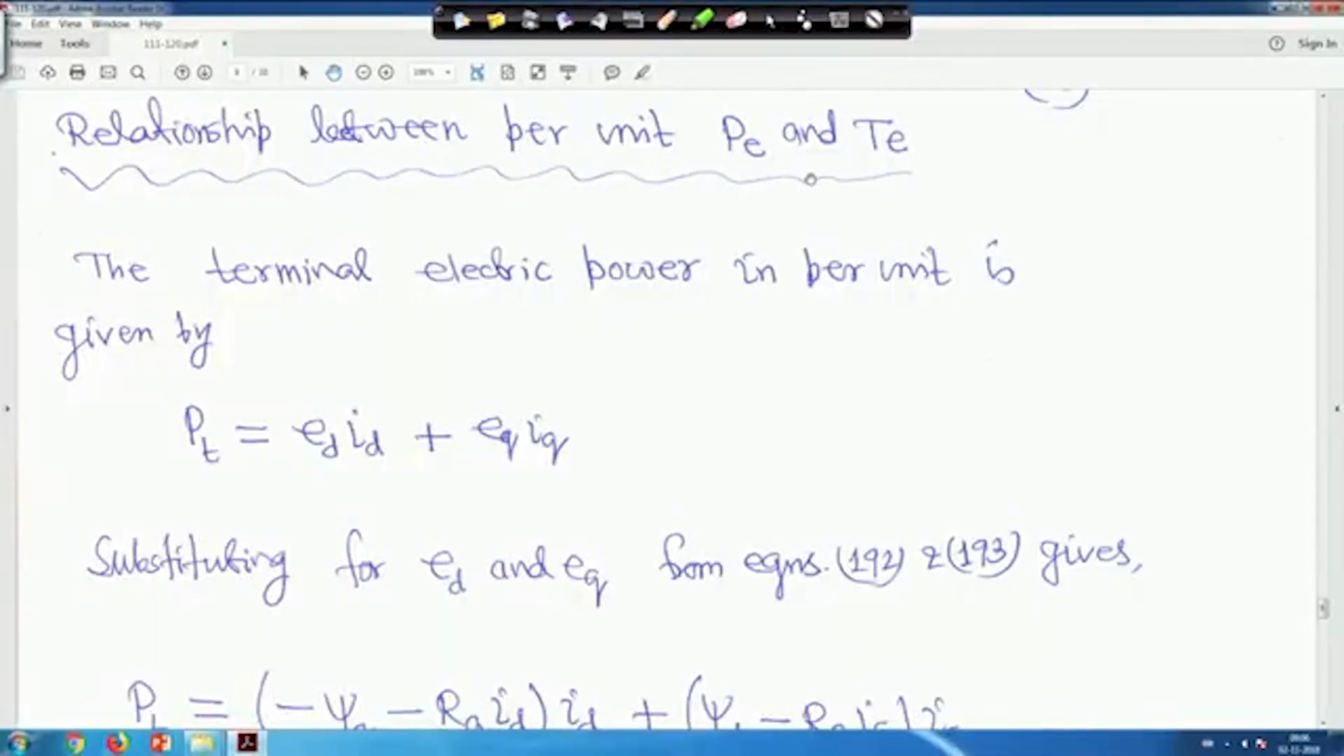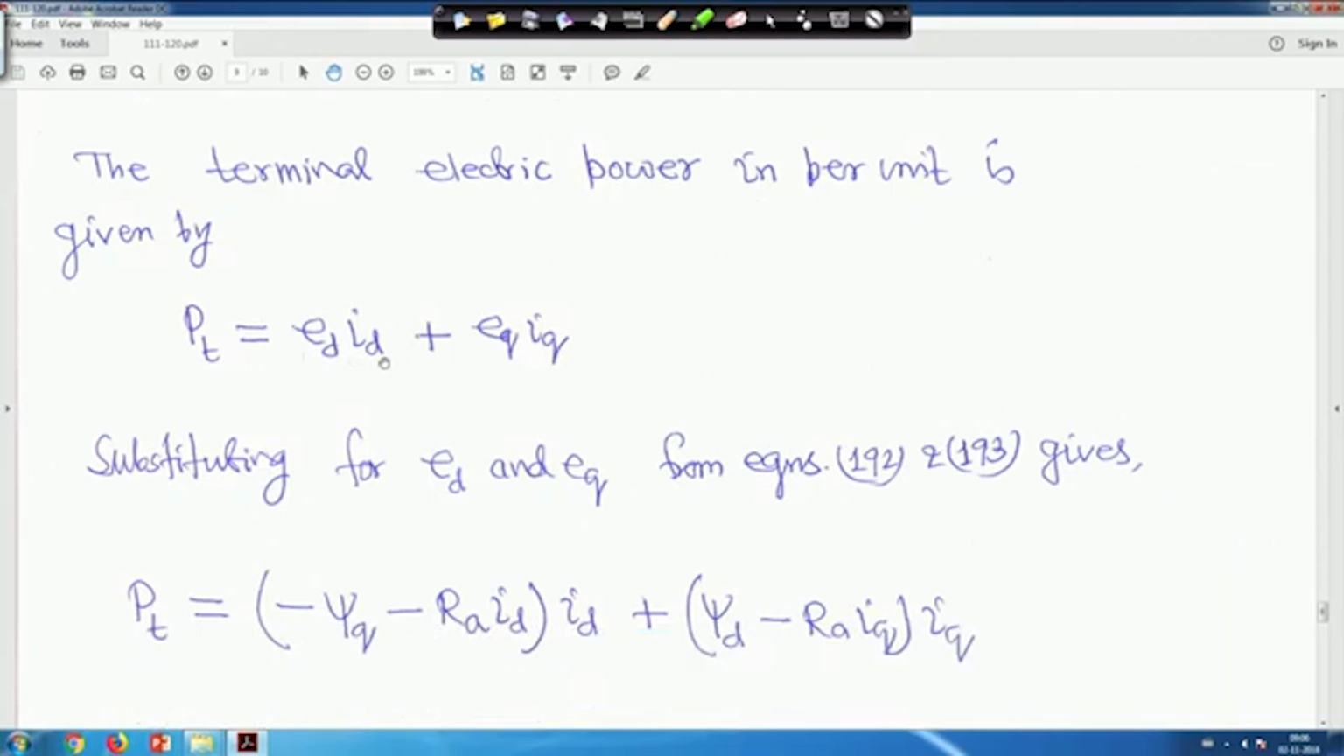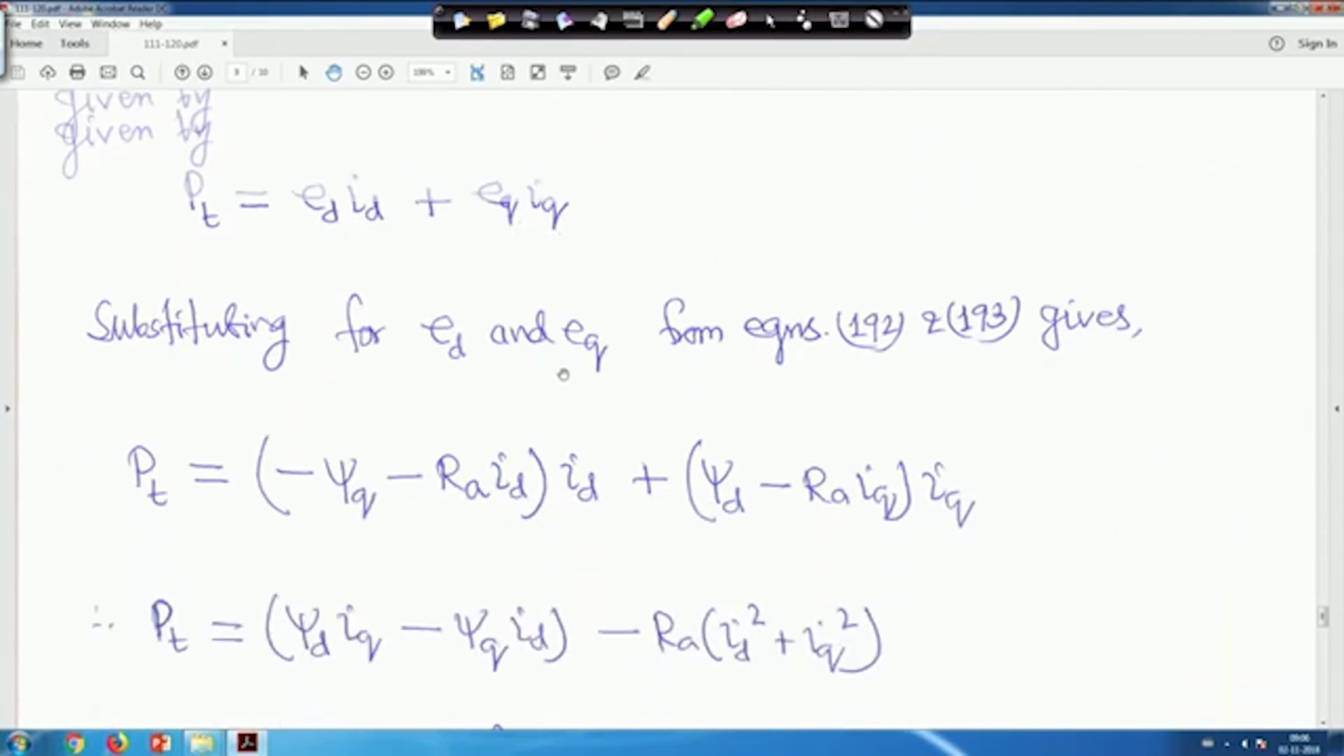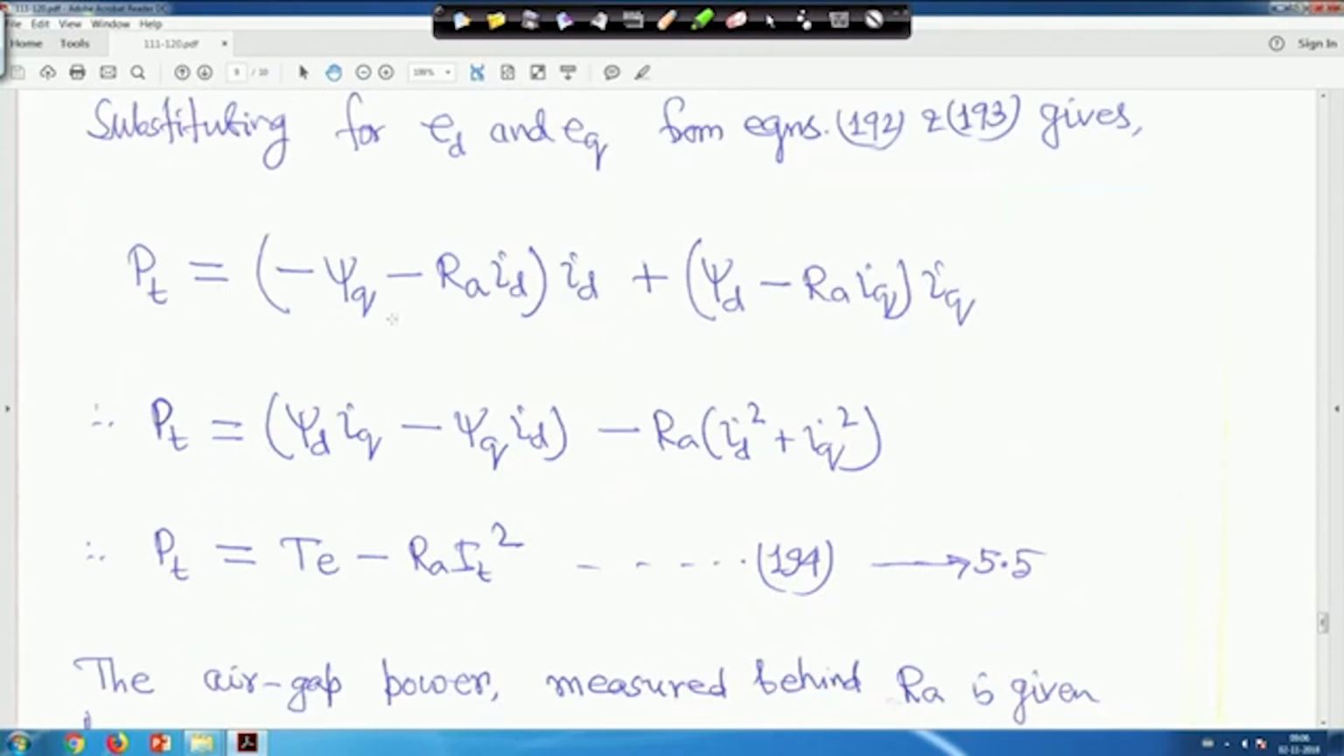So, we ended up in the previous lecture with the relationship between per unit PE and TE. The terminal electric power in per unit is given by PT equal to ED ID plus EQ IQ. Now, substituting for ED and EQ from equations 192 and 193, PT is equal to minus psi q minus RA ID, bracket close, into ID plus psi d minus RA IQ, bracket close, into IQ. After collecting those terms, you can write PT is equal to psi d IQ minus psi q ID minus RA into ID square plus IQ square.